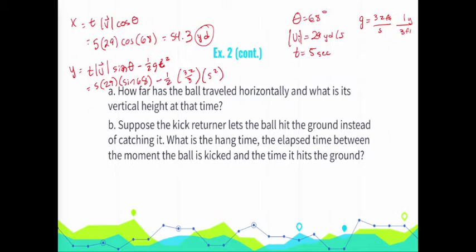And so then I can put all this in my calculator. This is 5 times 29 times sine 68, which is 134.4, and 1/2 times 32 over 3 times 5 squared is 133.3. And when I subtract that, that's pretty easy subtraction, 1.1 yards. Just got to keep track of my units.